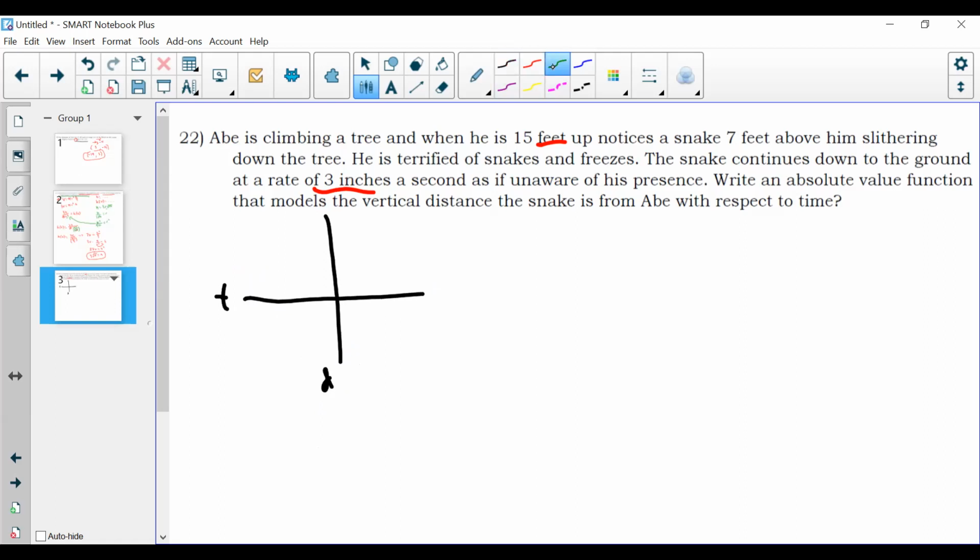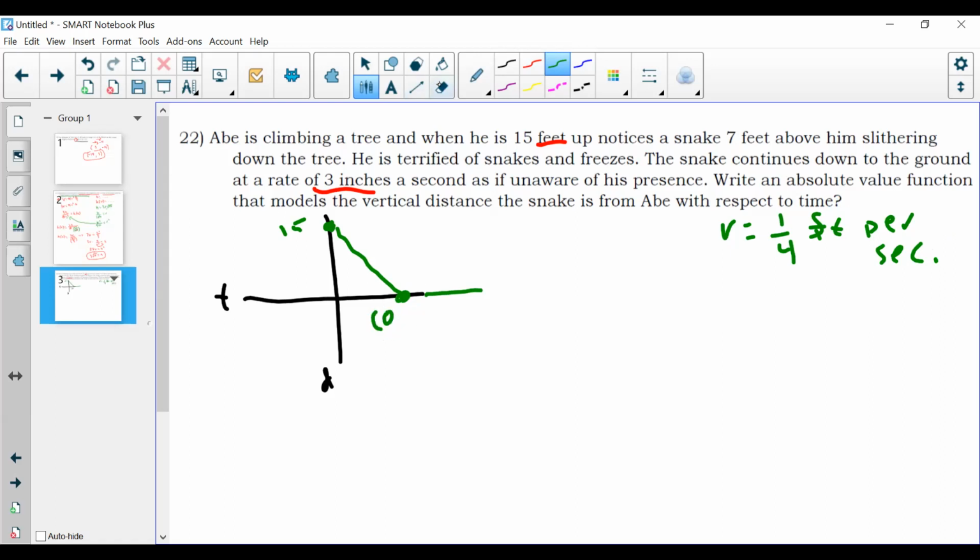So this whole thing starts when the snake is 15 feet away from Abe. So at time 0, the snake is 15 feet away from Abe. And then it goes at a constant rate of 1/4 foot a second. So the rate we'll put to the side right here, r is 1/4 foot per second. Kind of convert that 3 inches a second to feet. And that's my rate.